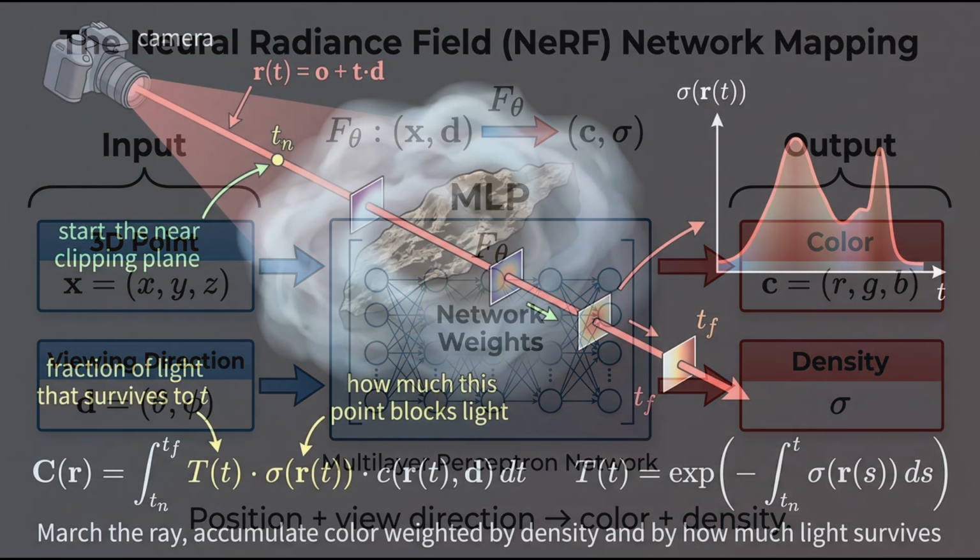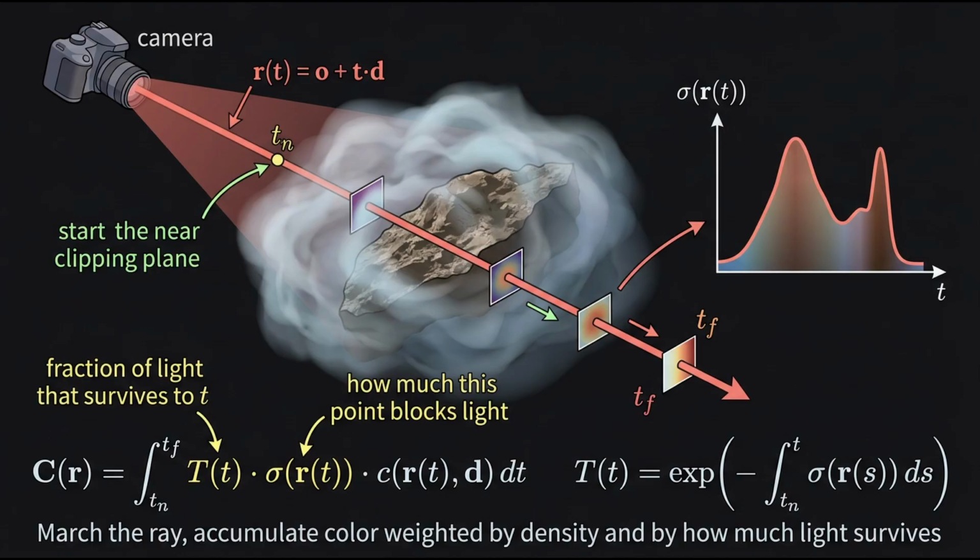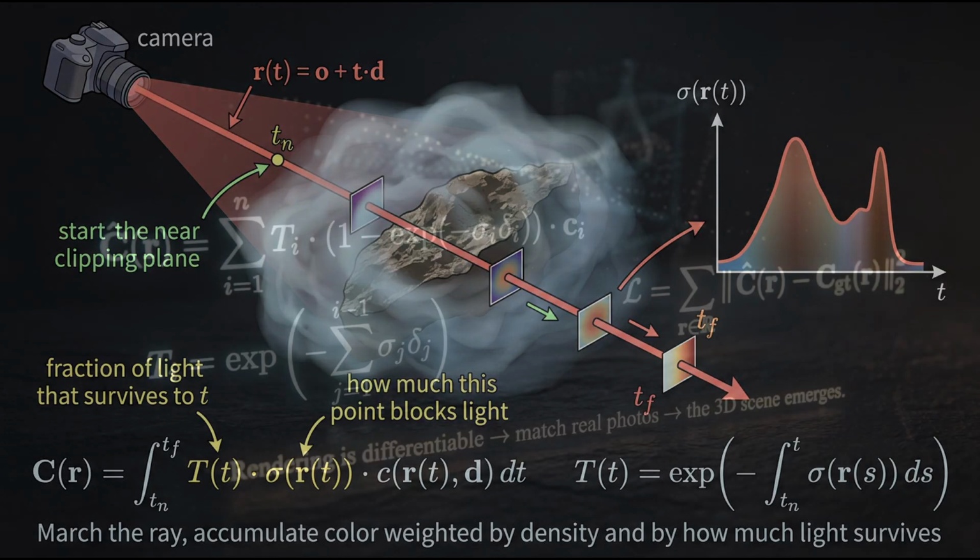To figure out the color of one pixel, you shoot a ray out from the camera through the scene, and you march along it, and at every step you accumulate a bit of color weighted by two things: how dense the scene is right there, and how much of the ray's light has survived to reach that point without being absorbed earlier. Points hidden behind a solid wall contribute nothing because the light never gets to them. Points on the first solid surface contribute the most. Sum it all up along the ray, and out pops the pixel color.